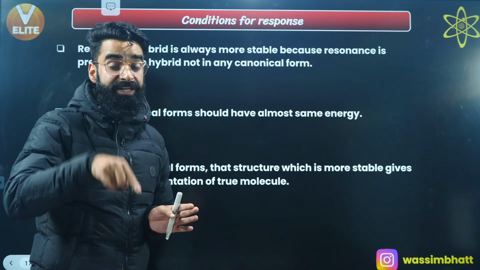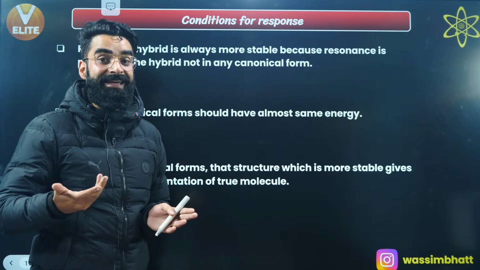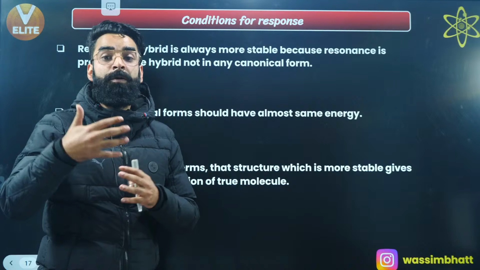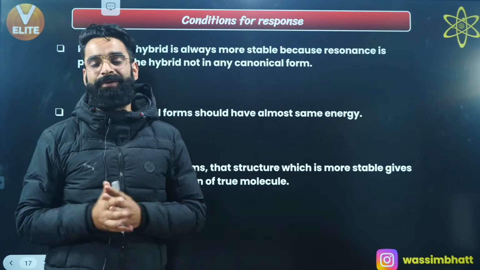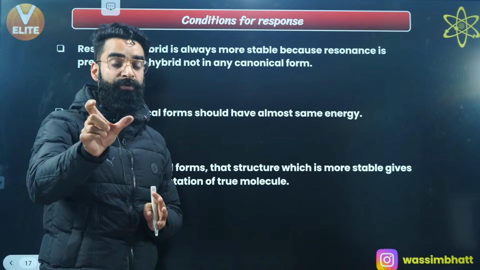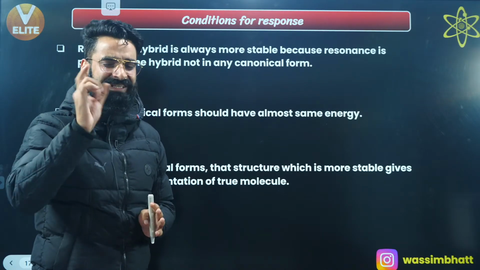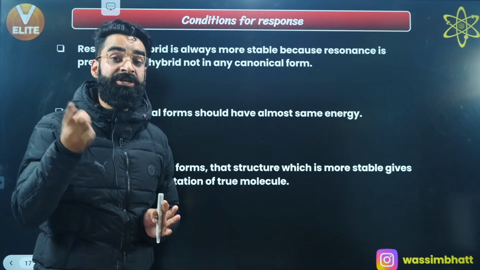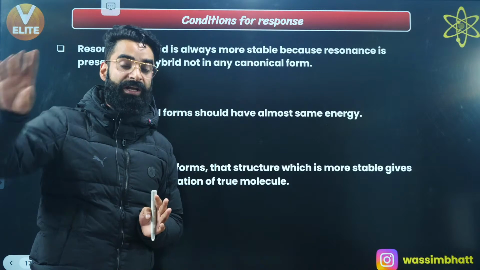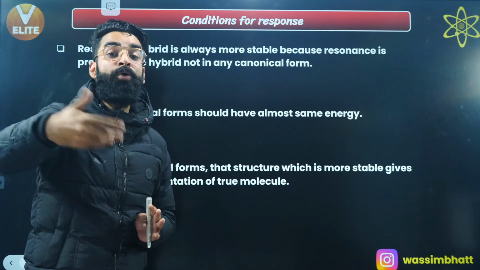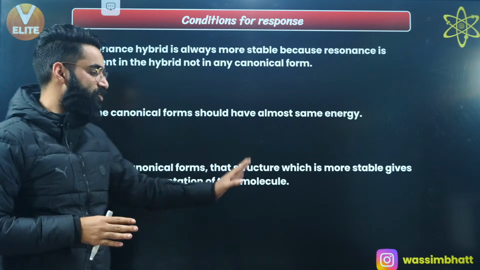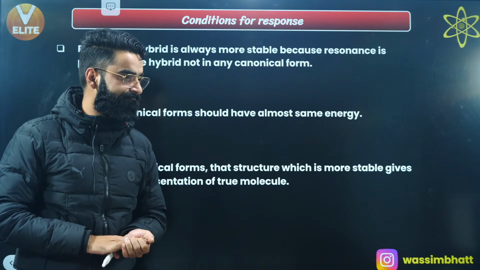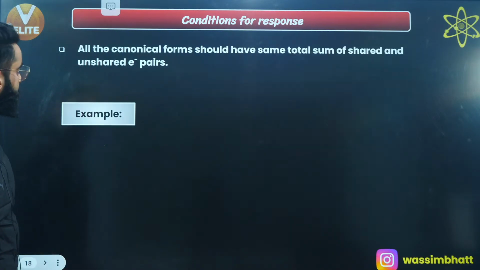So that canonical form which will be more stable, I'll say that will look more alike your hybrid, right? That resonating structure, that canonical form which will be having maximum stability, whose potential energy will be the minimum among all the canonical forms, that will look more alike your resonance hybrid. So that gives the better representation of the true molecule. Yes? Do remember this thing as well.